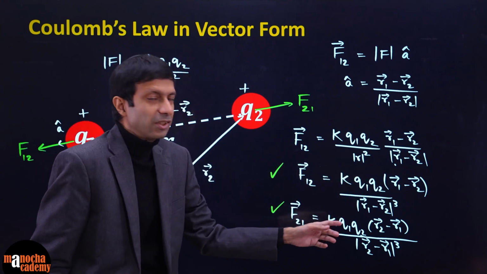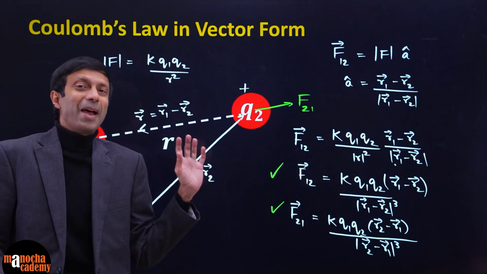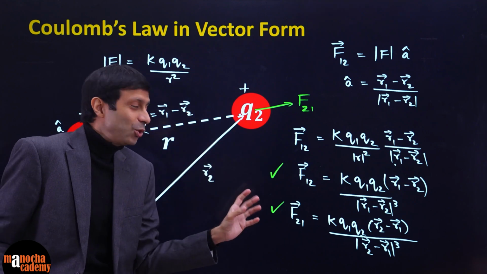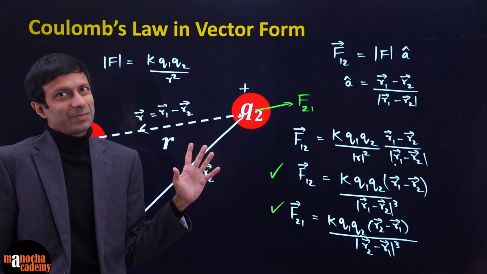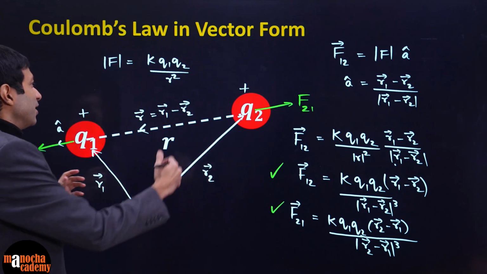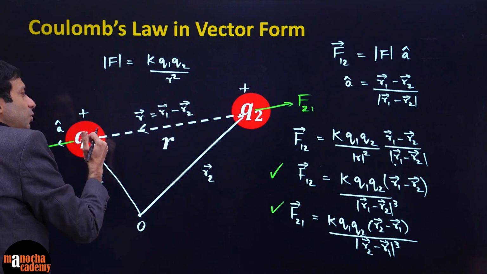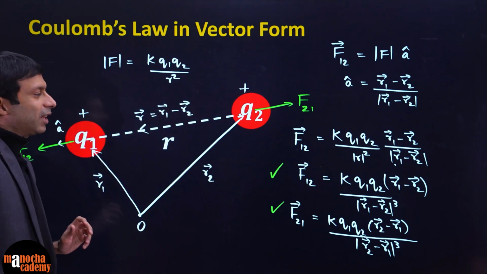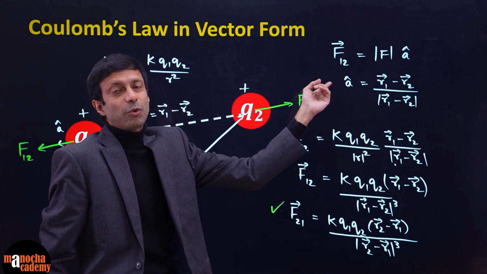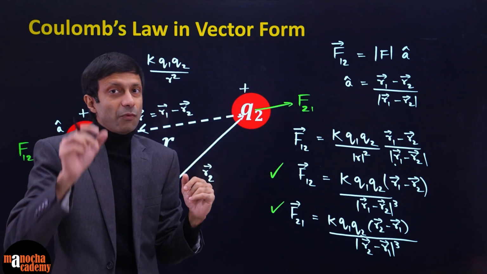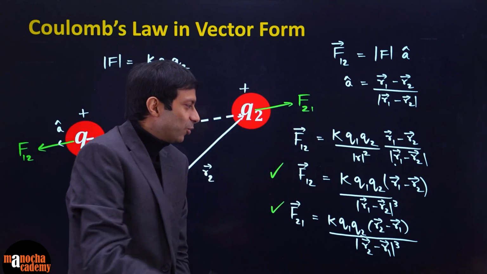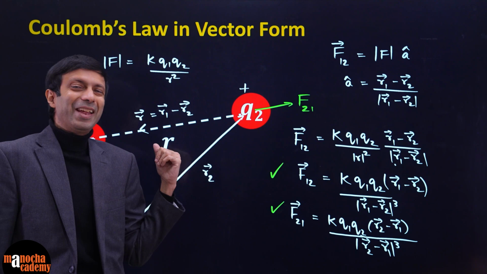See, these are all vectors. So we have captured both the magnitude and the direction. Clear? So that was the trick. We used R1 minus R2 this way and R2 minus R1 that way. And basically we used the concept of the unit vector, right? The vector divided by its magnitude. And there you go, Coulomb's law in vector form.